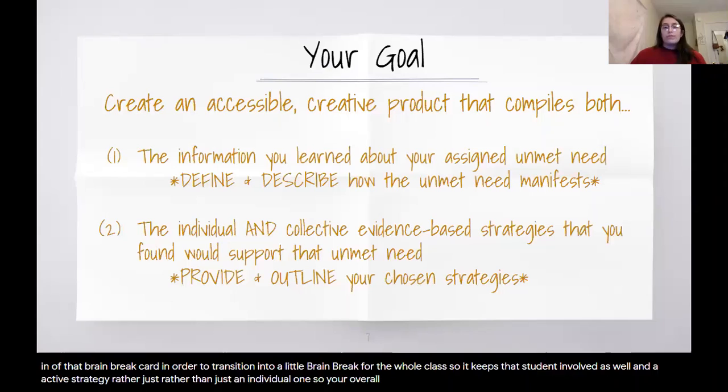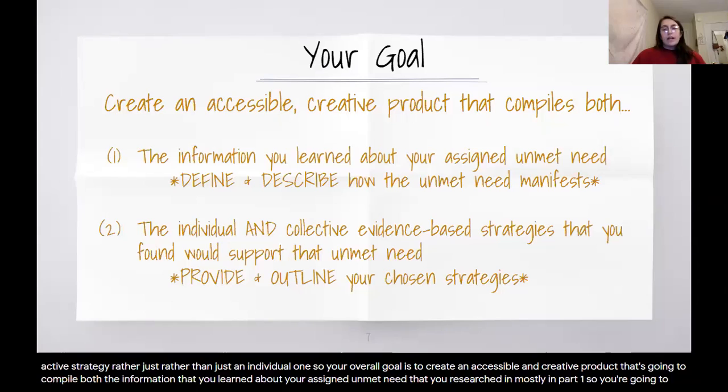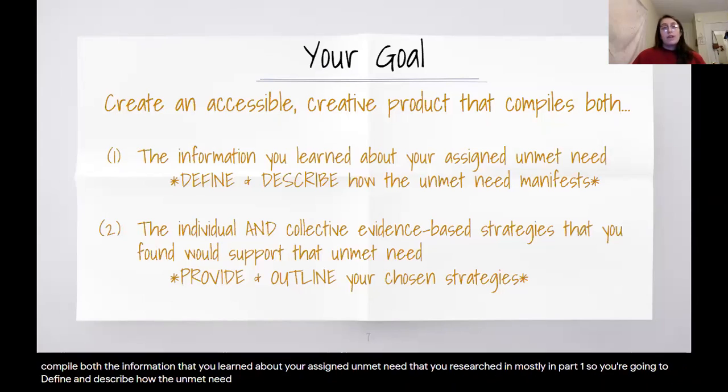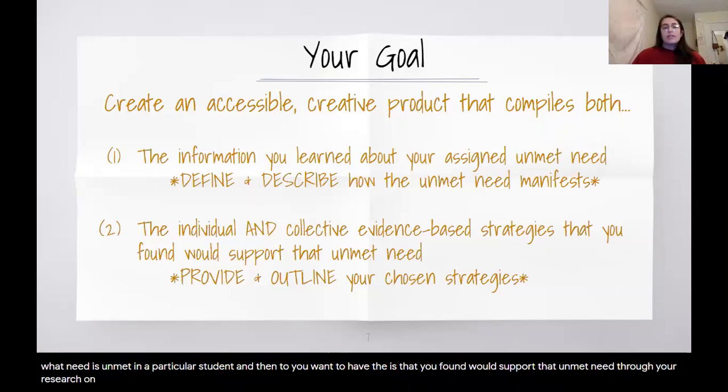So your overall goal is to create an accessible and creative product that's going to compile both the information that you learned about your assigned unmet need that you researched mostly in part 1. So you're going to define and describe how the unmet need manifests in students. What does it look like? What behaviors do you look for if you're trying to decide what need is unmet in a particular student? And then 2, you want to have the individual and collective evidence-based strategies that you found would support that unmet need through your research on strategies and practices.